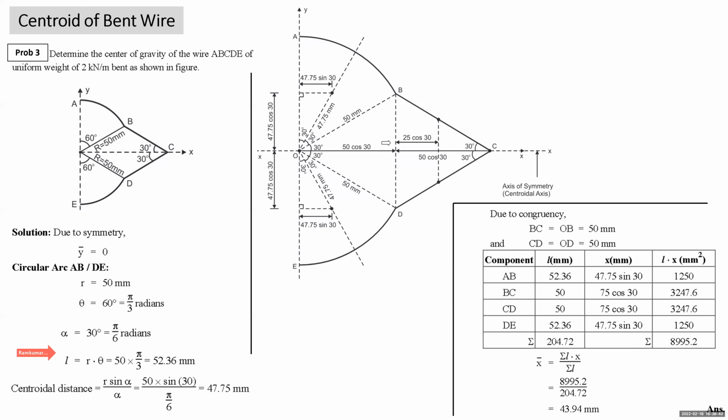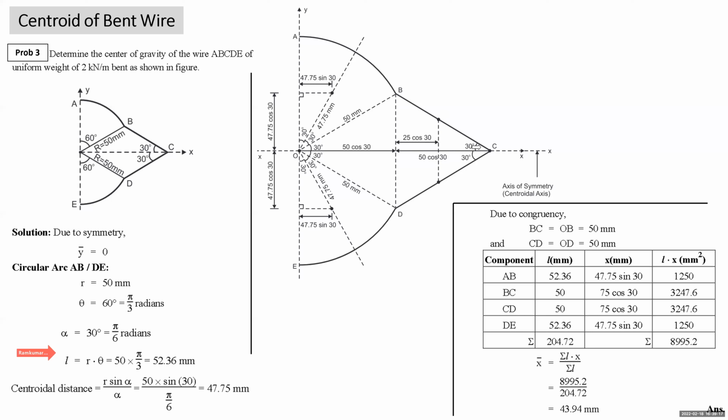What will be about its x coordinate? This centroidal distance, what you calculated, 47.75, is measured along axis of symmetry. Axis of symmetry means what? This angle is 30, 30. So you can form a right angle triangle here with this distance as hypotenuse. So its adjacent will be 47.75 cos 30 and opposite is 47.75 sin 30. So 47.75 sin 30 becomes x coordinate, which is measured from y-axis, right of y-axis. Then length BC is 50. Its centroid is at mid of this inclined length.